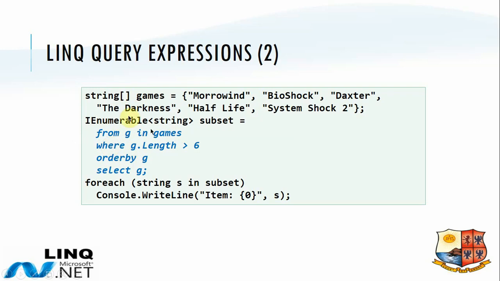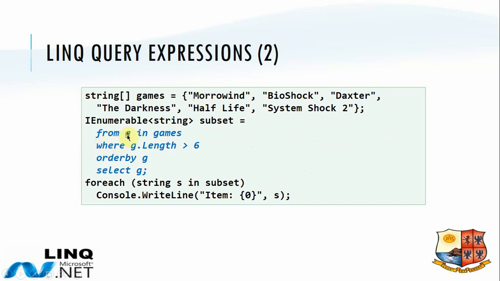So here, how would I write the code in Python? For i in range of length of games, if i is greater than 6, print i. What do you mean by that? Print everything in games where the game has a string length greater than 6. That's all. Same thing here.